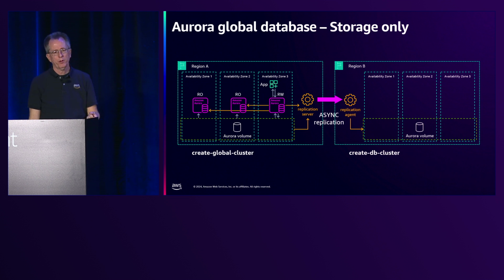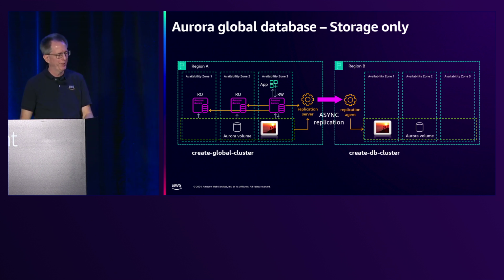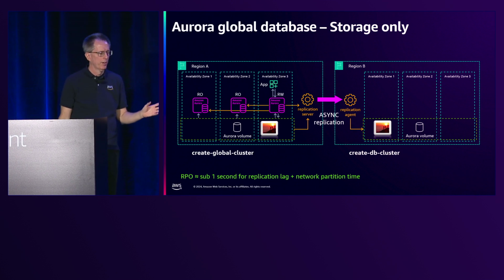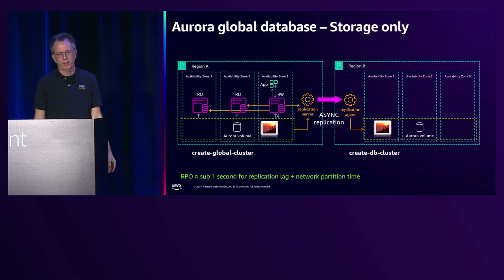And again, this is asynchronous, but the difference is the replication lag is usually in milliseconds, not seconds, minutes, or hours. So when your picture comes in, boom, it's going to be in both regions within a couple milliseconds, right? When I say a couple milliseconds, I mean probably a couple hundred milliseconds, depending on your regions. So the RPO is definitely typically sub 1 second, and again, still plus the network partition time.